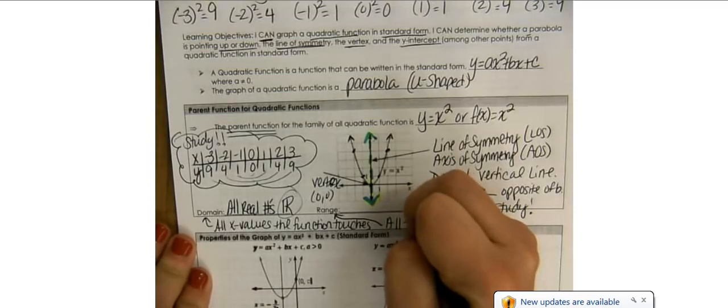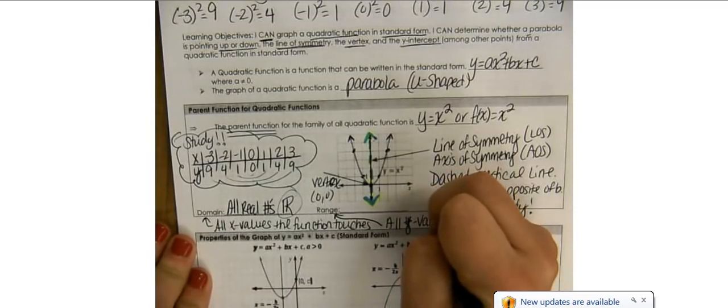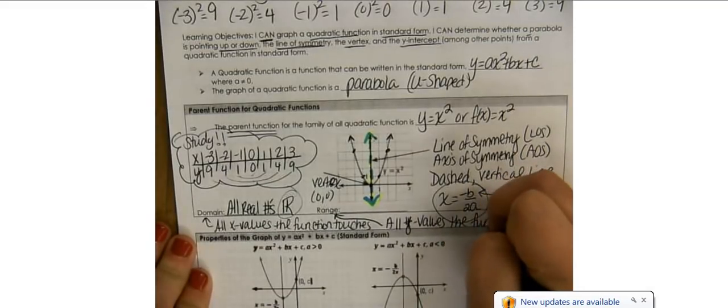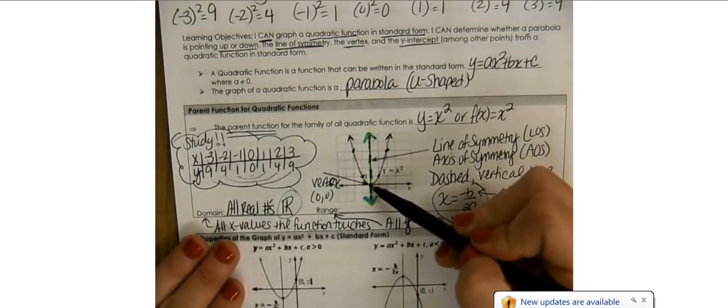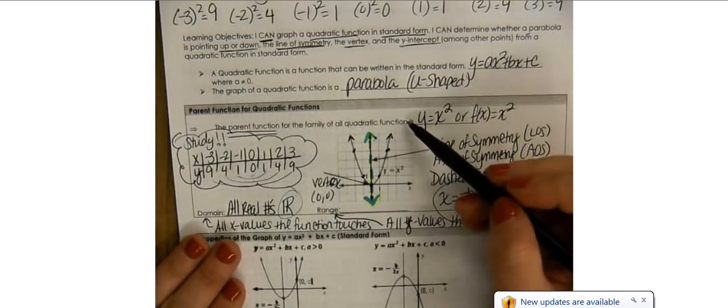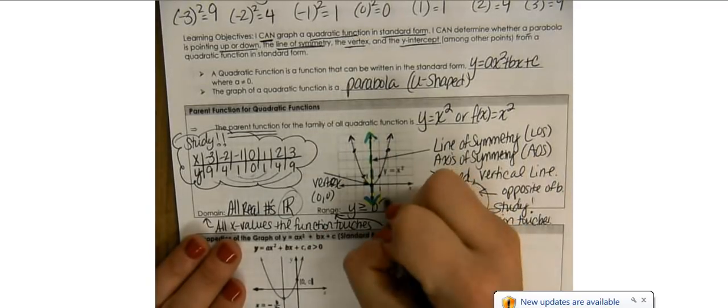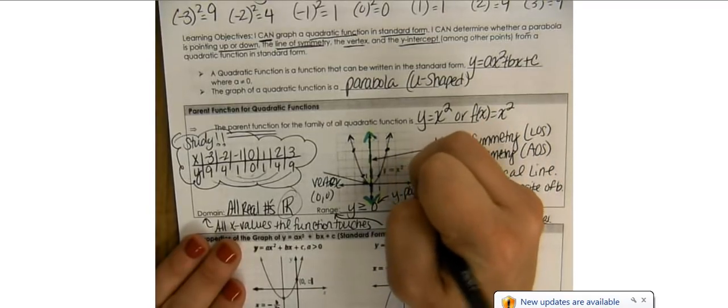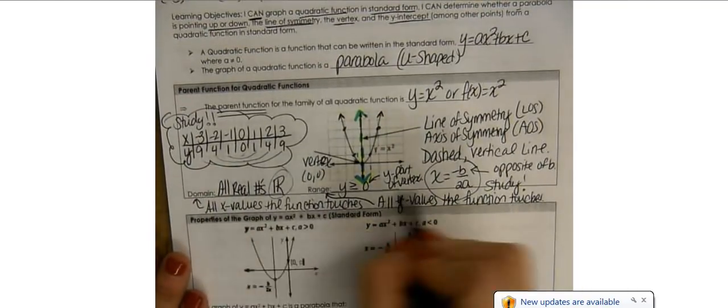Range represents all of the y values the function touches. And it doesn't cross all of the y values in this case. We have a minimum point. Negative y values are not a part of this graph. So in this case, your range is going to be all values of y greater than or equal to 0. This 0 comes from the y part of the vertex. And so it's going to be important for you to recognize and know how to identify the range, because identifying domain and range is going to be a part of graphing.